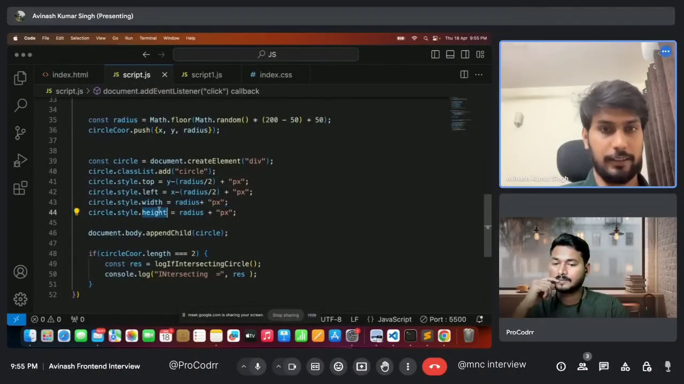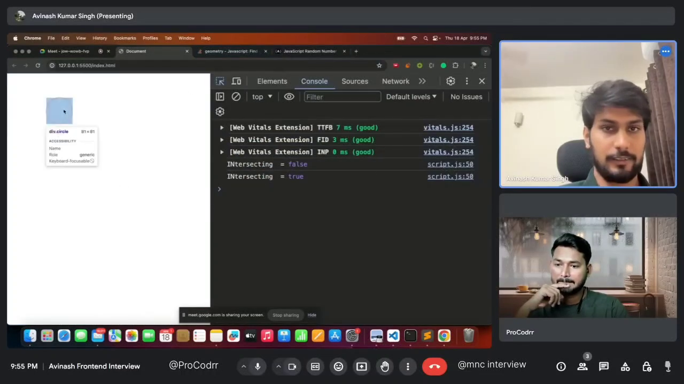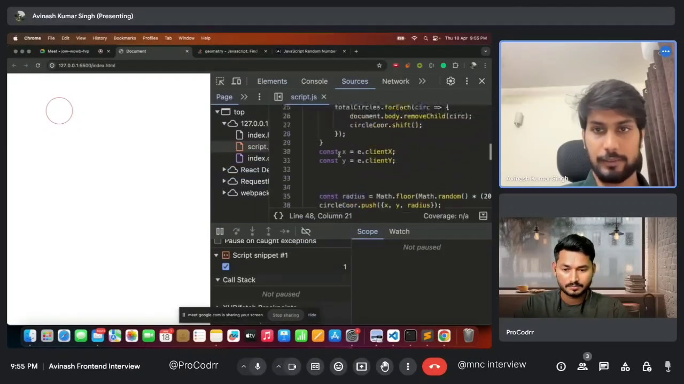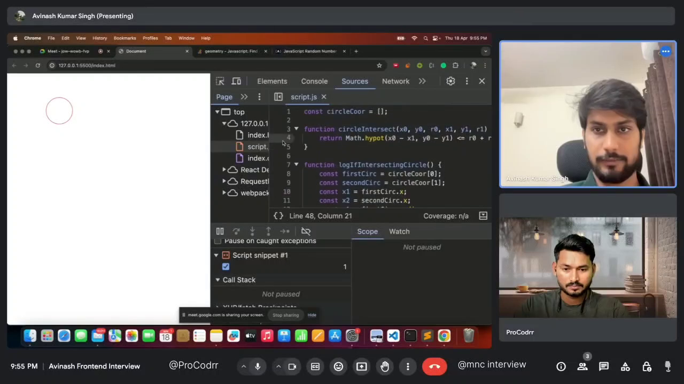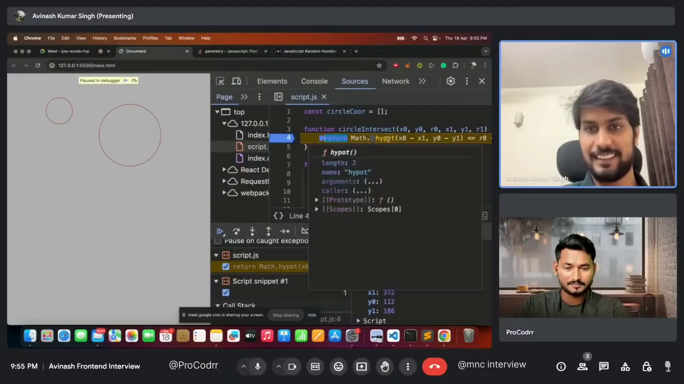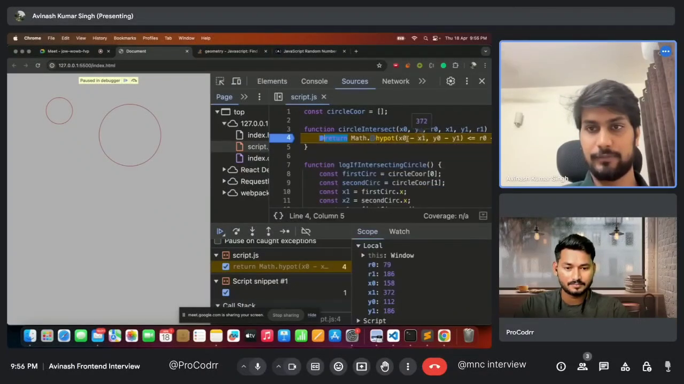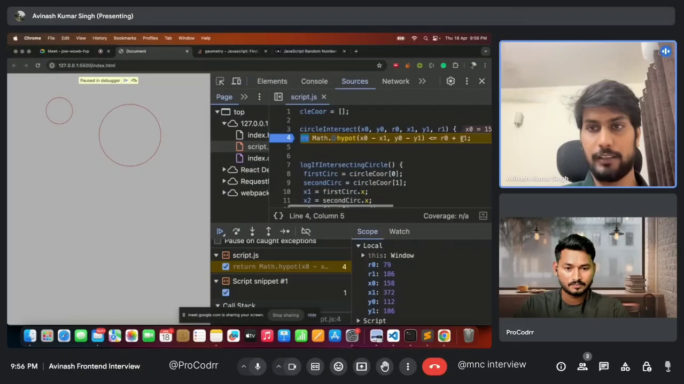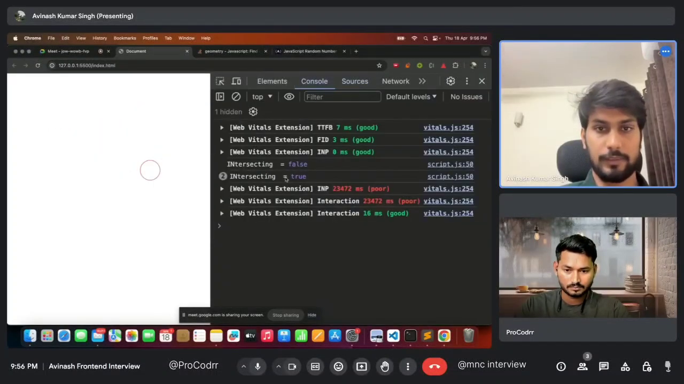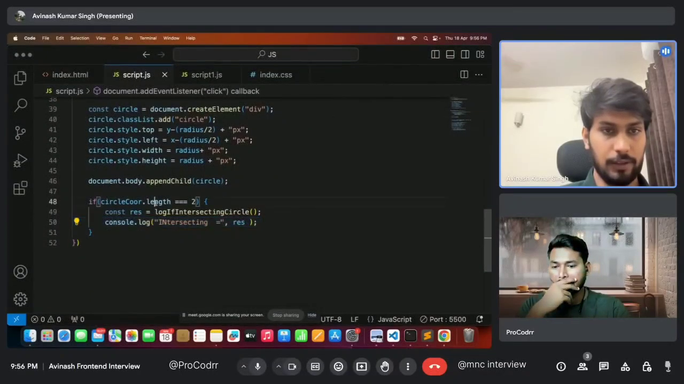Width is there, height is there, radius plus pixel is there. Top is there, width is there, height is 79. Should I debug it? No, I cannot. What is my radius? 79, 186. Okay, there is something. If circular length is true, I will return less. Intersecting is true.